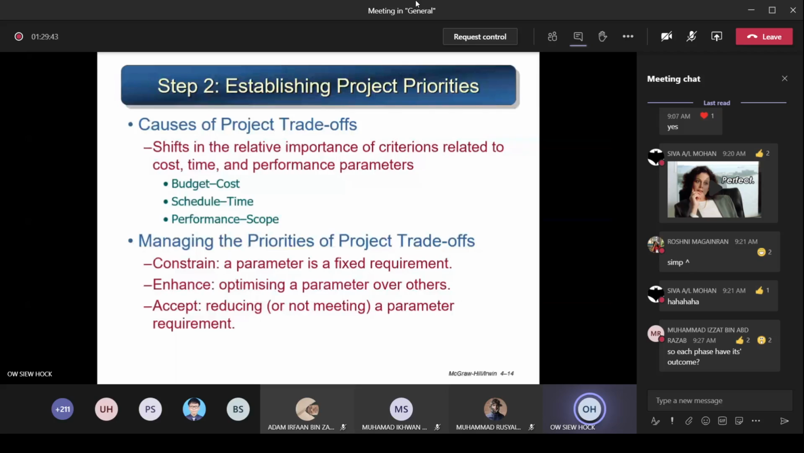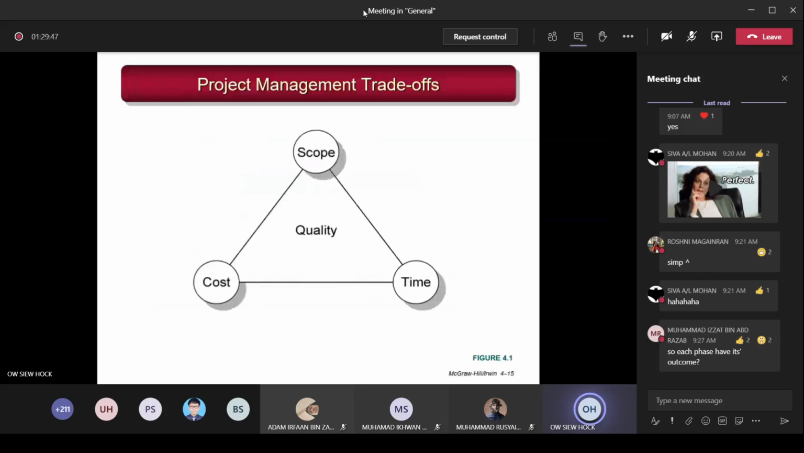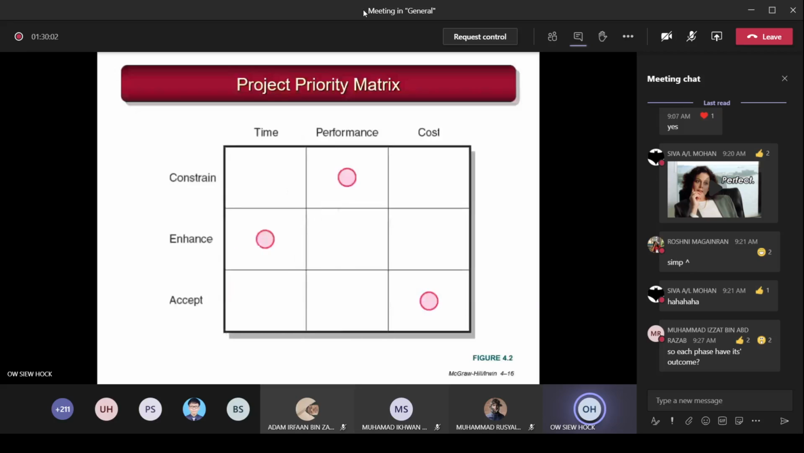So you understand the meaning of constraint, enhance, and accept. Okay, the differences and how they relate to each other. So by doing this kind of trade-off, you see which one I should have. You set constraint in order to achieve the quality that you set for your project. Okay, now, so this is the way how you define it.